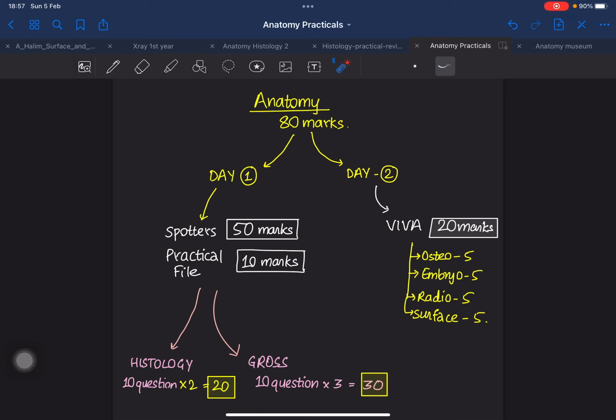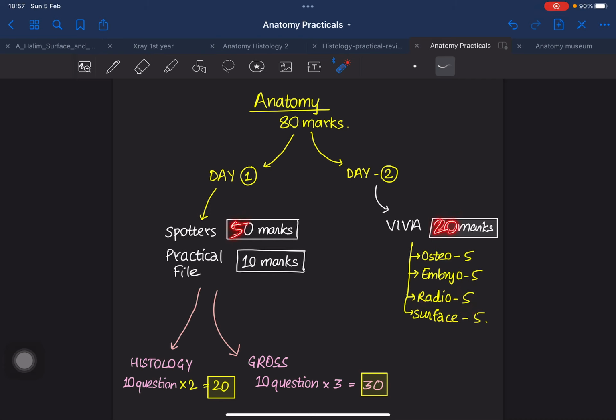Okay, so let's talk about the spotters first. Spotters consisting of 50 marks is divided into the histology section, which will have 10 questions, and each question will consist of 2 marks, giving the 20 marks. In the gross section there will be 10 questions, and each question will consist of 3 marks, giving us the 30 marks. In the viva of 20 marks, there will be osteology of 5 marks, that is the bones, embryology of 5 marks, radiology section of 5 marks, and the surface marking section of 5 marks, giving the 20 marks.